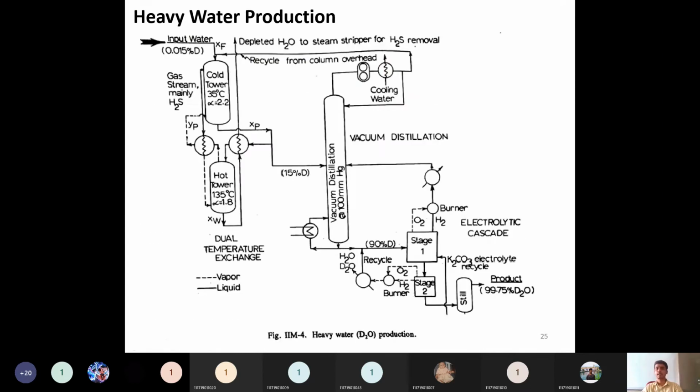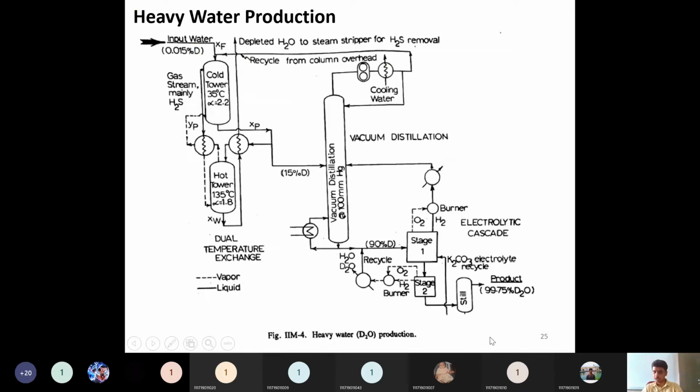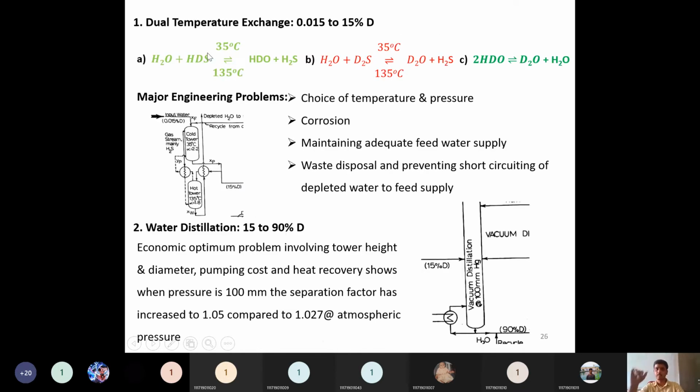Each individual part I have shown separately in the flow sheets. This is the same flow sheet. In the examination you have to draw this overall flow sheet. To explain about this process, I have broken that flow sheet down into 3 sections. The first one is the dual temperature exchange process. The aim of this process is to concentrate your deuterium from 0.015% to 15% deuterium.